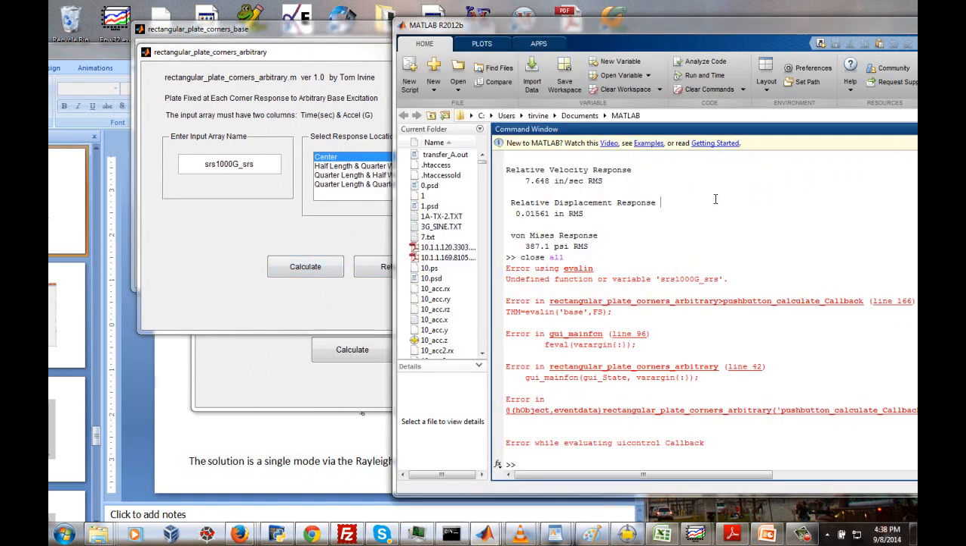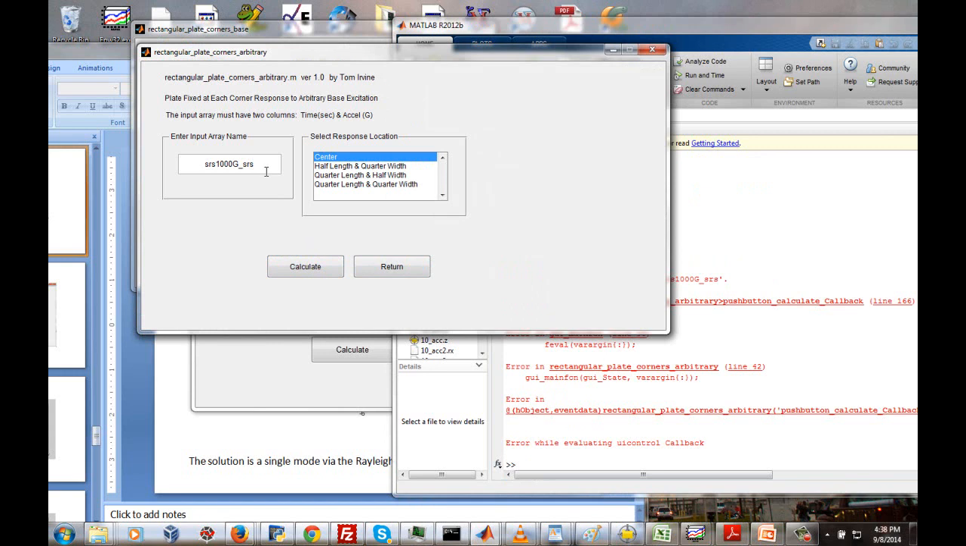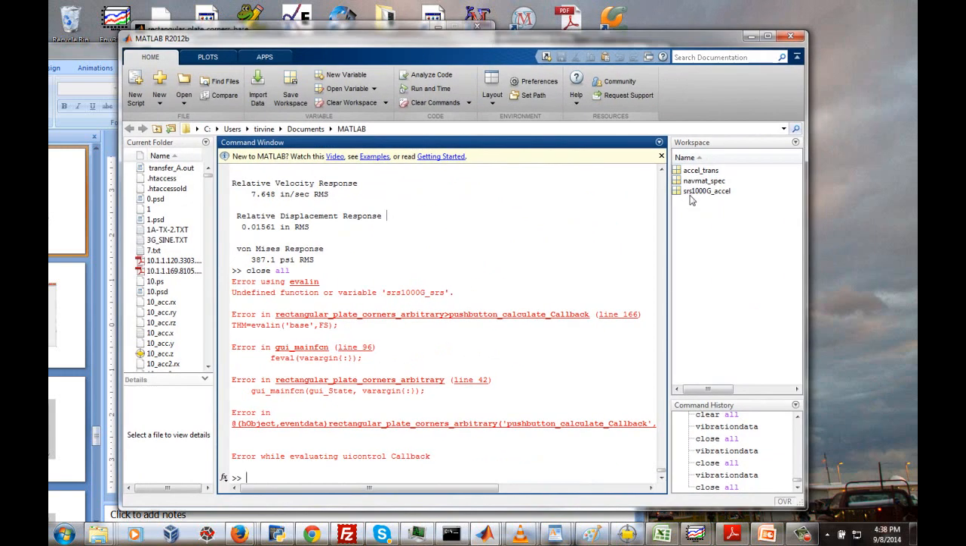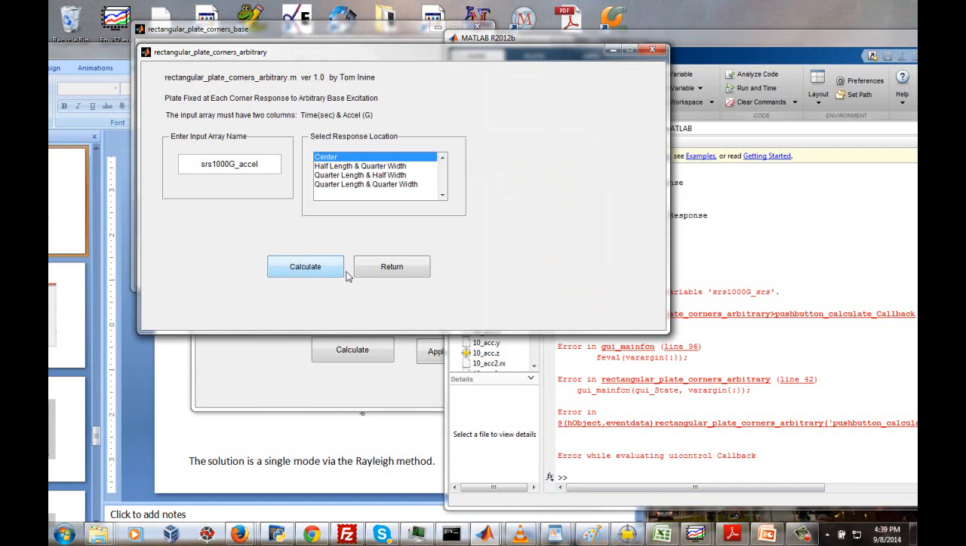Okay, and I note that I have an error. Typo on my part, excuse me. That file did not exist. I need to get the name right. It's SRS 1000G underscore Excel. So, typo error now corrected.